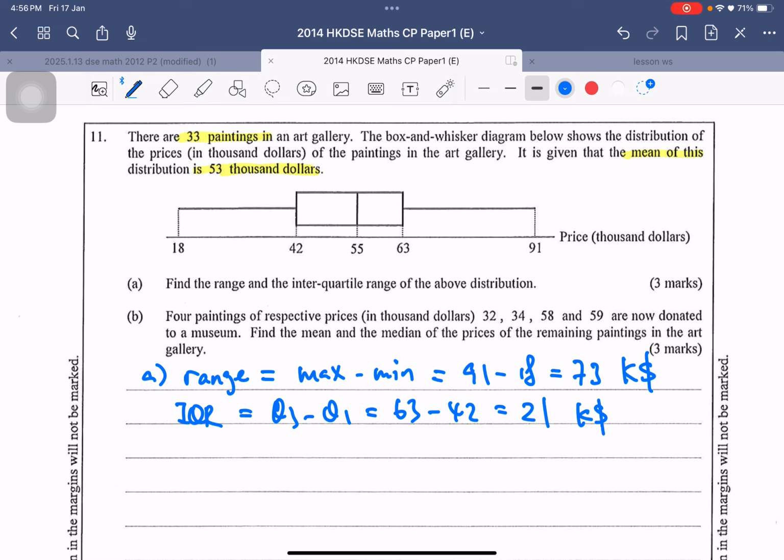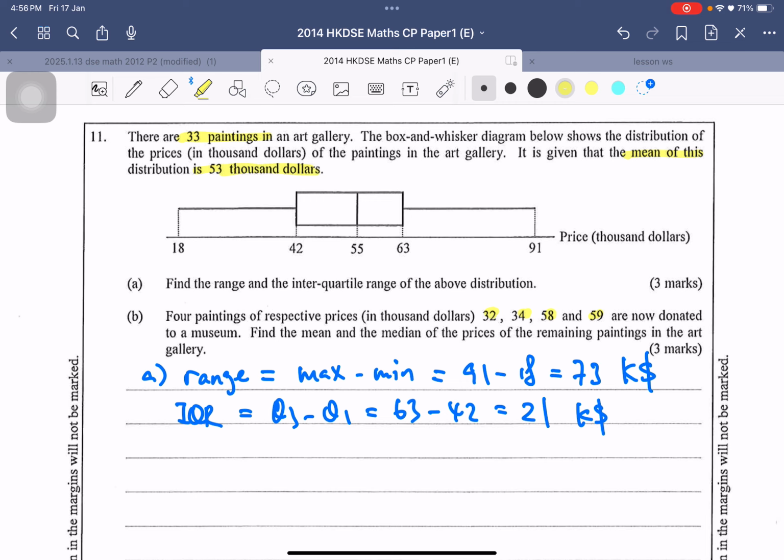So part B, 4 paintings of respective prices. So we have these 4 different prices and now they are donated to a museum. So this 4 data is being deleted or added? Is this 4 data moving in or moving out? Delete. Read the question carefully.